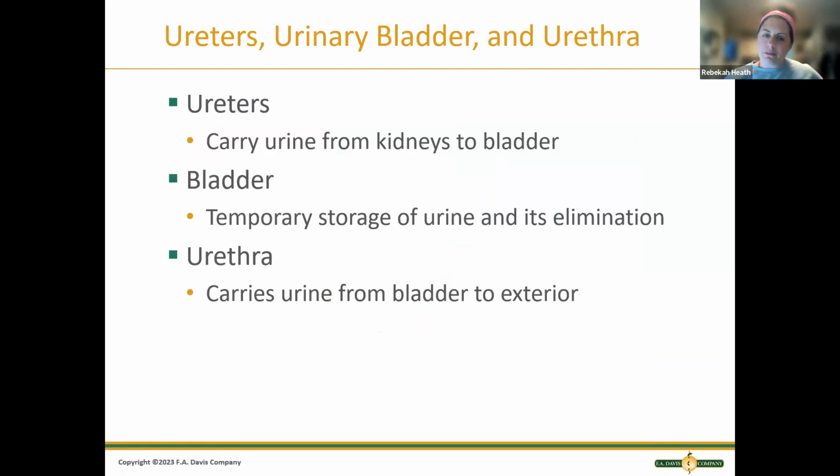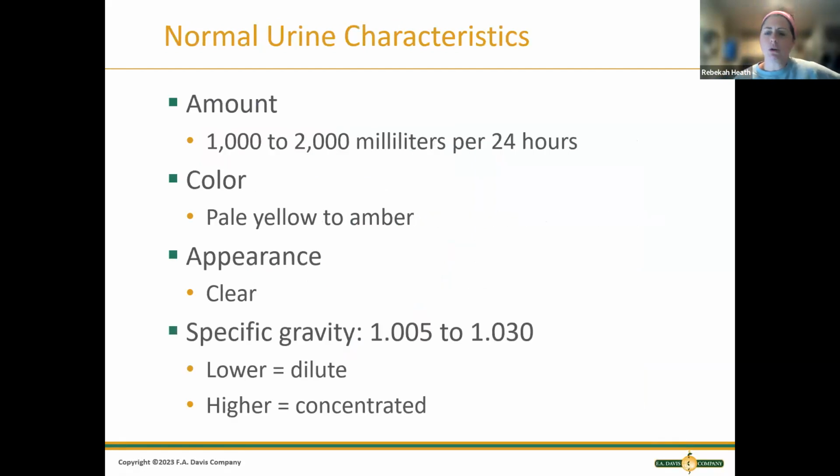So we talked a little bit about the ureters, the bladder, and the urethra. So let's talk a little bit about urine. Every one of you who's watching this has urinated, so you probably feel a little bit comfortable with knowing what urine is. So typically what we're going to see is about 1 to 2 liters or 1 to 2,000 milliliters every 24 hours. That's common production.